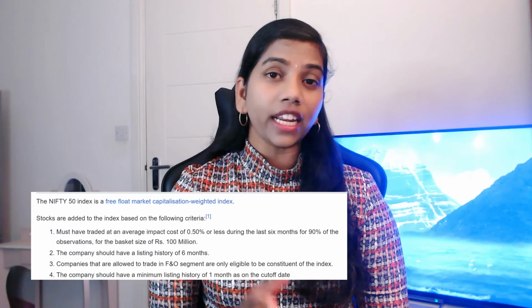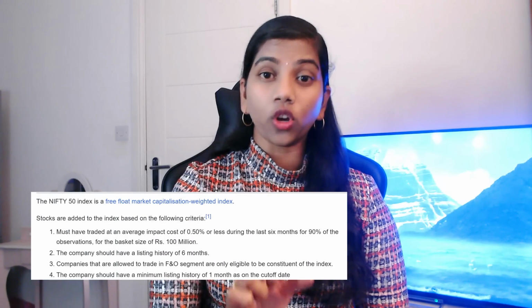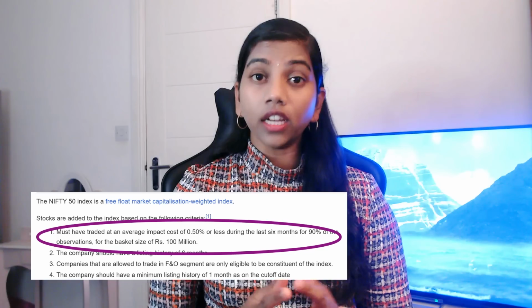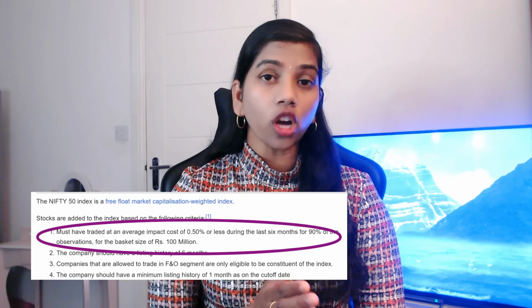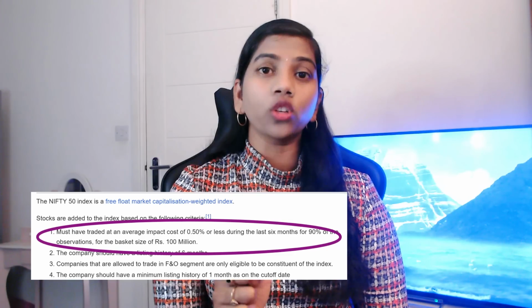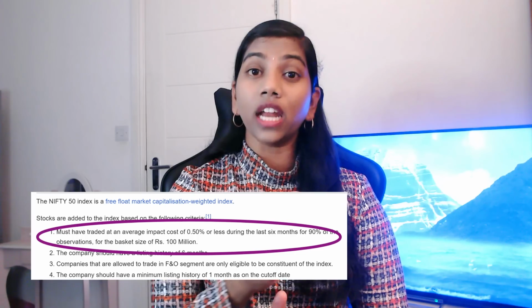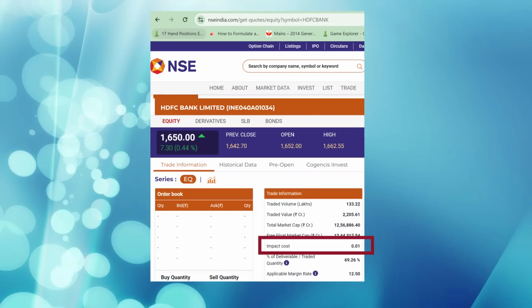This is the list of criteria for a stock to be one of the Nifty 50 stocks in the Nifty 50 index. As we see here, the first and foremost criterion for a stock to be in the Nifty is an impact cost of 0.5% or less during the last 6 months. And for all the listed stocks, the average daily impact cost we can find on the NSE India website. For example, on this HDFC Bank stock page, the impact cost of HDFC Bank is 0.01. However, the NSE India website doesn't give us the impact cost for an index like Nifty or Bank Nifty. So from the futures market volume, we have to calculate the impact cost on our own.